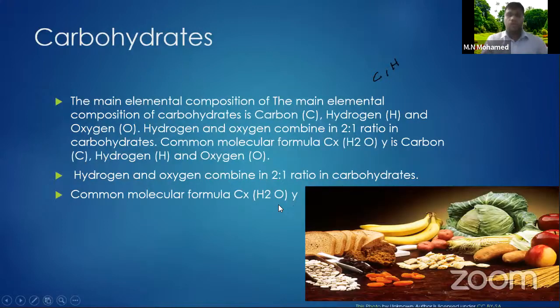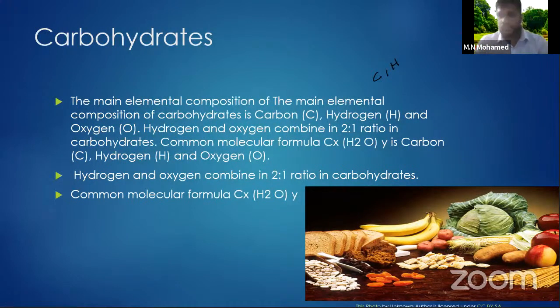Right. First, we will discuss one by one. We have to learn about carbohydrates, proteins, lipids, and amino acids. Now we will discuss carbohydrates.